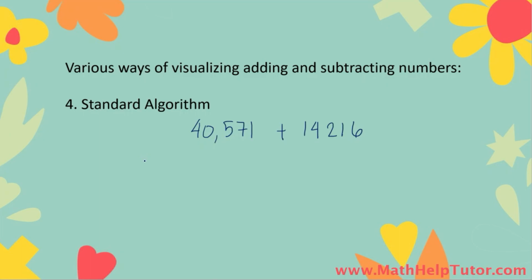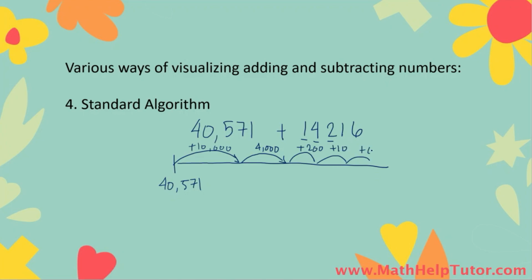Now, if we use the number line, it's also going to take us some time when we keep on jumping by thousands and hundreds and tens and then adding them all up just to perform this operation. So let's say we have 40,571 on the number line, and then we're going to jump by 10,000, and then by another 4,000, and then jump by 200, and then jump by 10, and then jump by 6, and then do the addition.